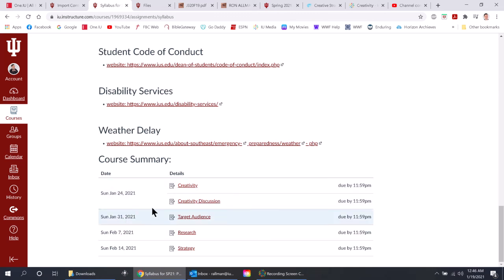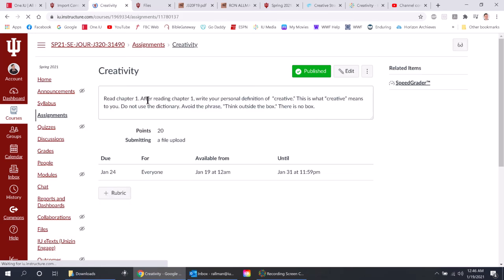Due dates will be here in the course summary. You have a due date for your first homework assignment. I already kind of mentioned what that's about, and that is, one, I want you to read chapter 1. After reading chapter 1, come up with a personal definition of creative or creativity. What does creative mean to you?